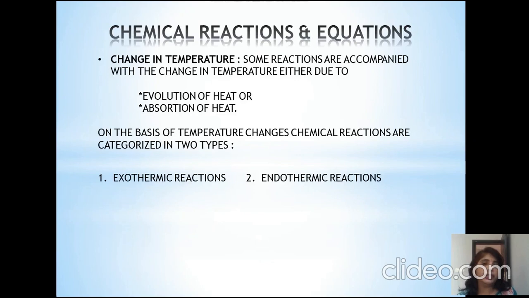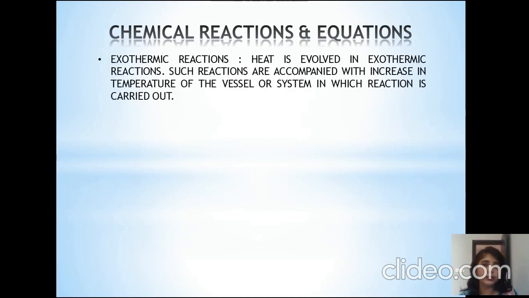Now another change that we see is the change in temperature. This change in temperature means reactions have either an increase or decrease in temperature due to evolution of heat or absorption of heat. On the basis of this evolution and absorption of heat, we will find that reactions are of two kinds, exothermic and endothermic. Exo means outside, external, that the heat is being evolved. Similarly, endothermic means internal, heat is taken in, supplied to the system, or absorbed by the system.